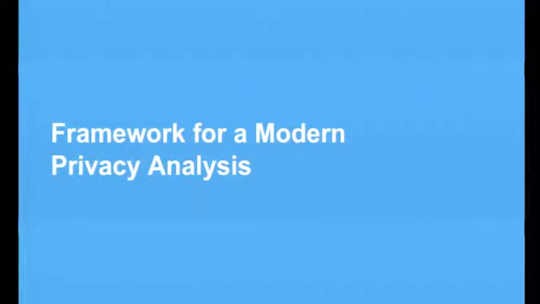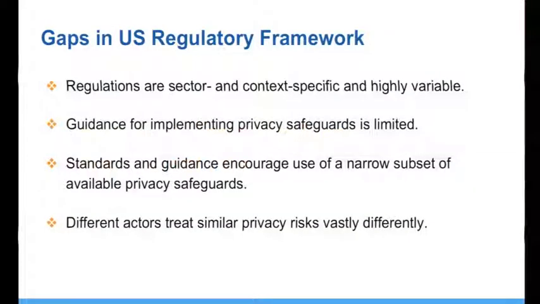One of the main outputs from this collaboration has been a framework for modern privacy analysis. This framework was developed in response to gaps we've uncovered in the regulatory framework for privacy in the United States. For example, regulations are sector and context specific and highly variable across contexts. Practical guidance on implementing privacy safeguards in specific settings is very limited. And legal standards and implementing guidance often encourage the use of a limited set of safeguards, such as de-identification and notice and consent, rather than drawing from the wider range of privacy interventions that may be available. And these factors can lead to different actors treating similar privacy risks, in some cases even identical data sets, vastly differently. And this is an indication that the privacy framework leads to suboptimal outcomes.